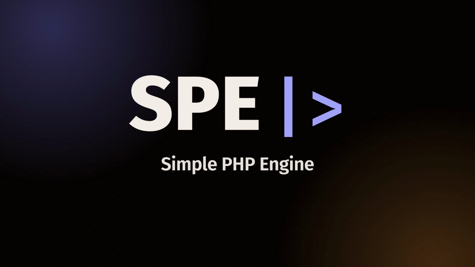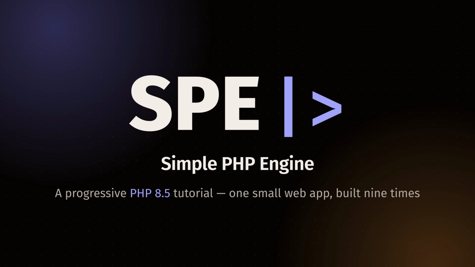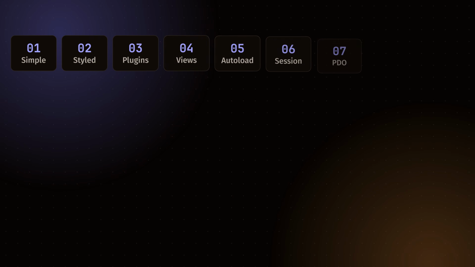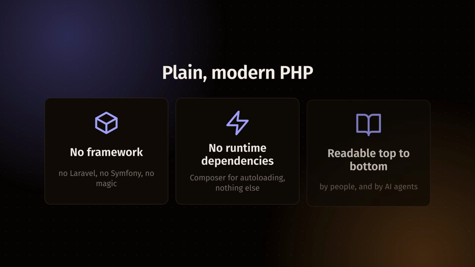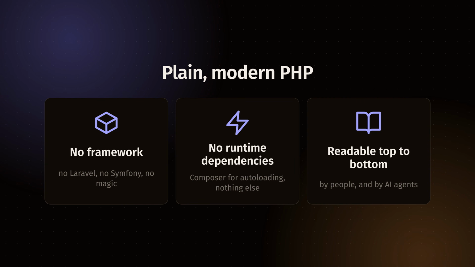Simple PHP Engine is a PHP 8.5 tutorial, one small web app, built 9 times. Each chapter adds exactly one idea, as a strict diff of the one before it. No framework, no dependencies, plain modern PHP that people and AI agents can read.